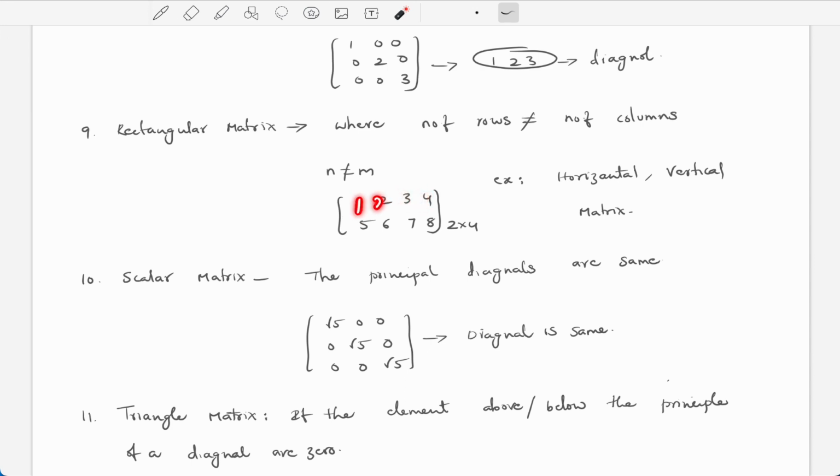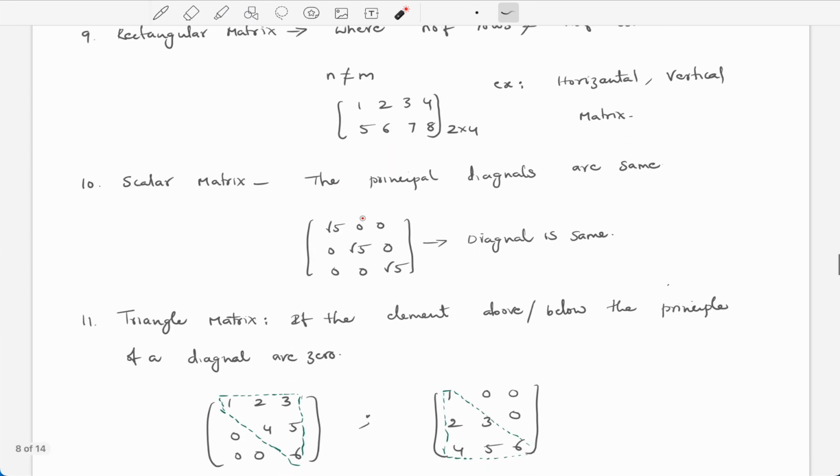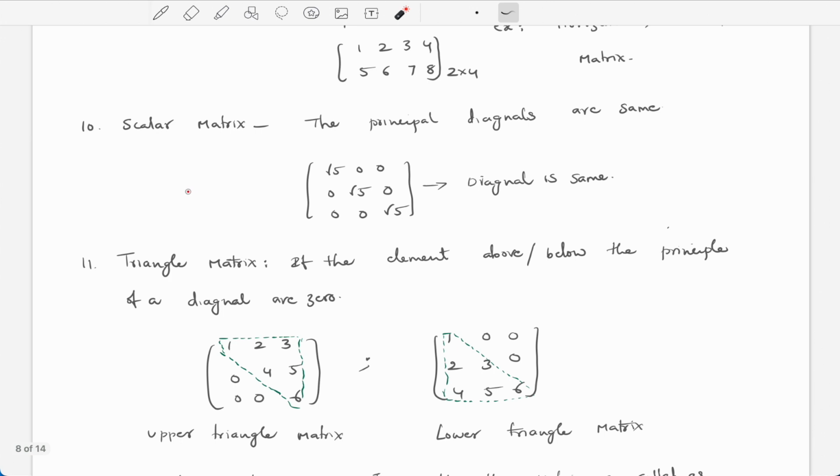We have 1 2 3 4 and 5 6 7 8, forming a matrix. It is 2 into 4, meaning the rows and columns are not equal. The rows are 2 and the columns are 4, so it is not equal. Then we simply call it a rectangular matrix. I hope you understand it. This is not rocket science, it's just simple mathematics, and I'm making it even simpler.